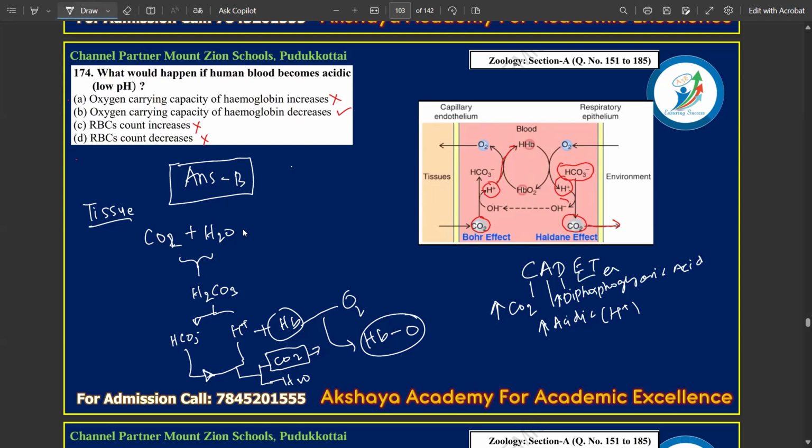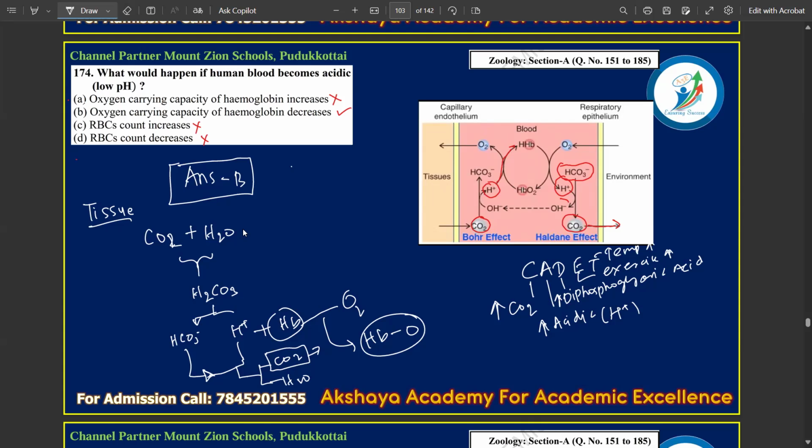E is exercise. If you do exercise, it also favors dissociation. And T is temperature. Temperature also causes dissociation of oxygen from hemoglobin. So all these factors promote dissociation of oxygen from the hemoglobin. If you see these characters anywhere, you can just take it.